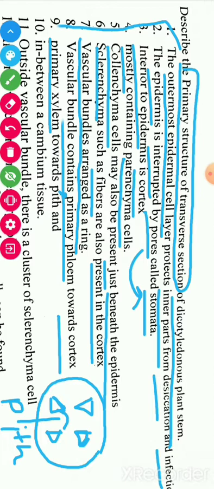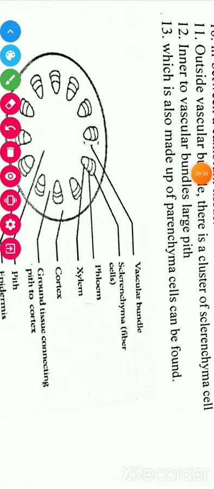And what do you find in between them? In between, we have the cambium tissue. In between the primary xylem and the primary phloem, what do you find? We find the cambium tissue. Now, what do you find outside of the vascular bundle? There is a cluster of sclerenchyma cells. Outside of the vascular bundle, there's a cluster of sclerenchyma cells.